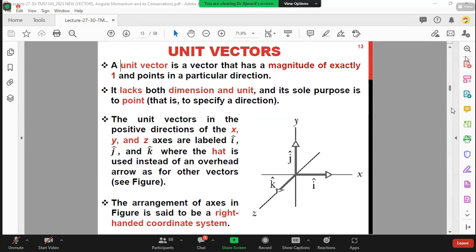And right now you understand that. So j hat also has magnitude 1, but it is pointing along the y-axis. And if you also have the z-axis, k hat points along the z-axis. So the x, y, z, this is the Cartesian coordinate system, the right-handed Cartesian coordinate system.